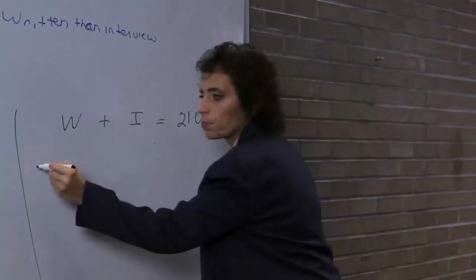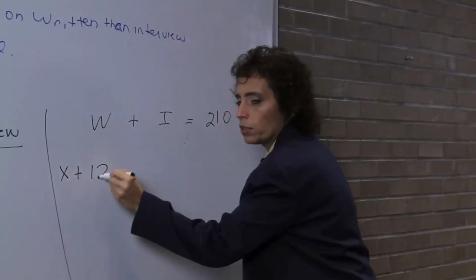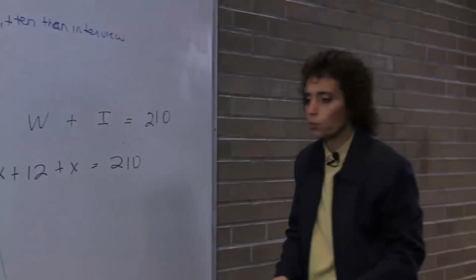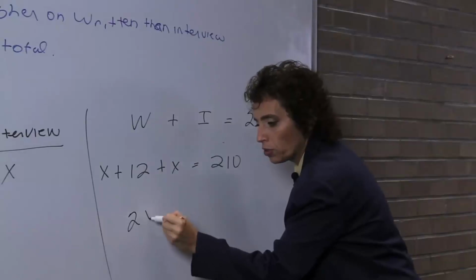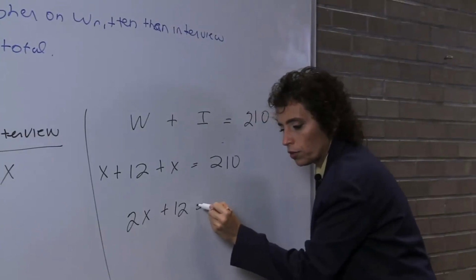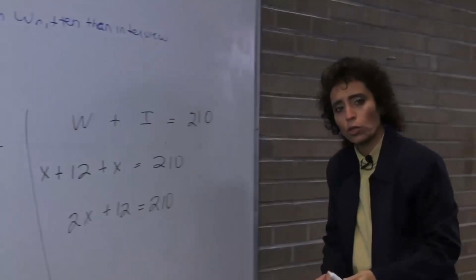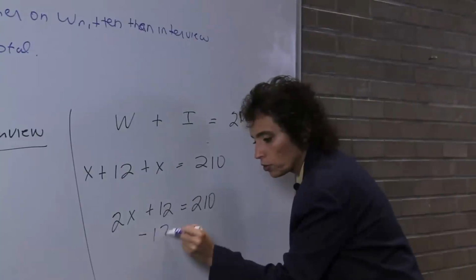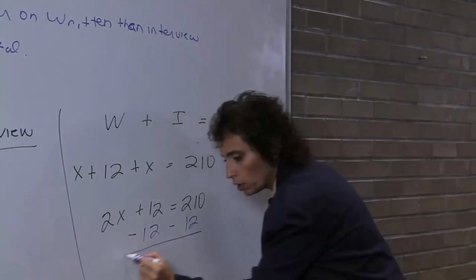Okay, so here we go. Written is x plus 12 plus x equals 210. Again, like terms: x plus x is 2x plus 12 equals 210. Think about what you want to move. I'm going to subtract 12. It's the opposite operation, subtract 12.